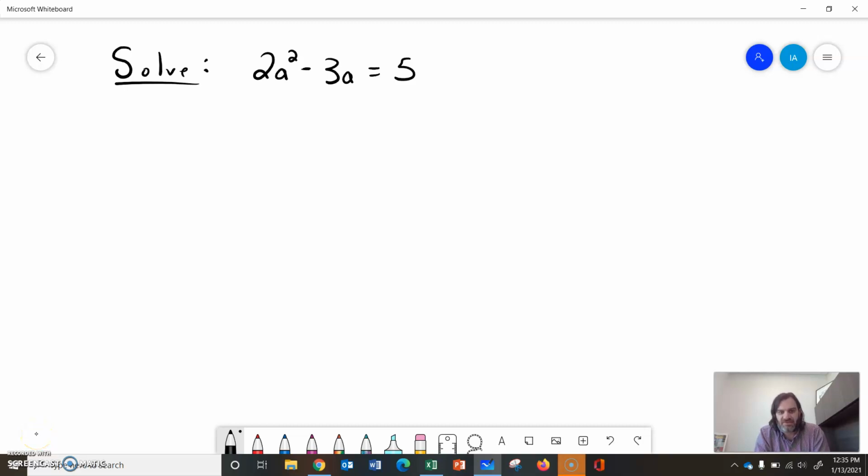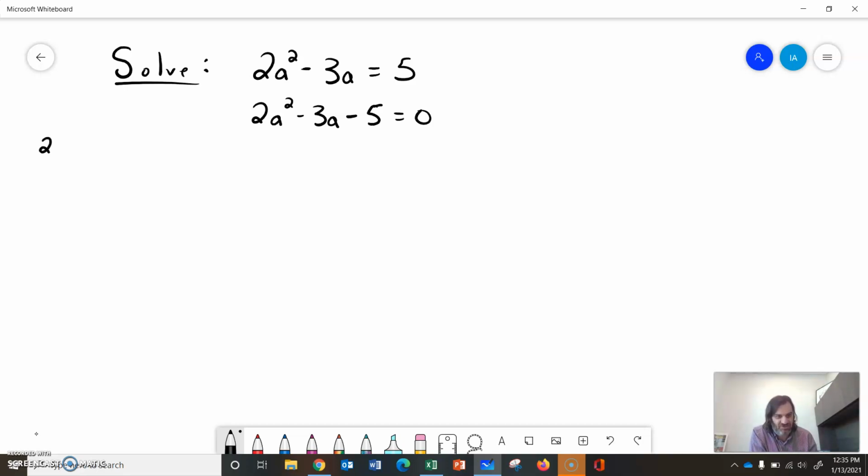So we're solving an equation, 2a squared minus 3a equals 5, and it looks like a quadratic, but we need to get everything to one side for the method we know. So we're going to move the 5 over, and we'll have 2a squared minus 3a minus 5 equals 0. And now that it's set equal to 0, it's a good candidate to try to factor.